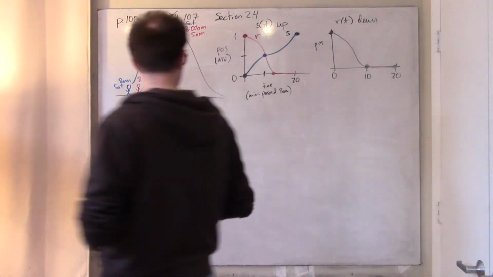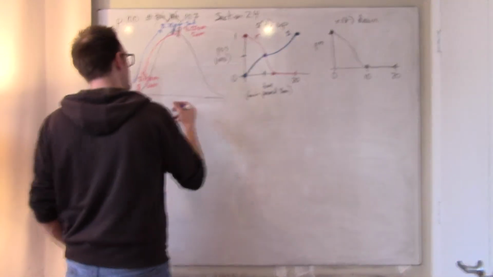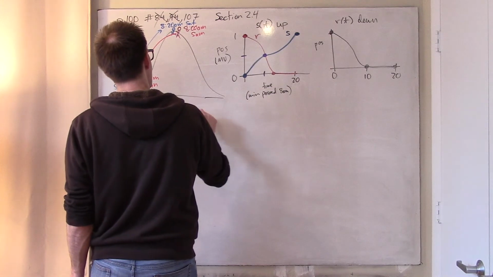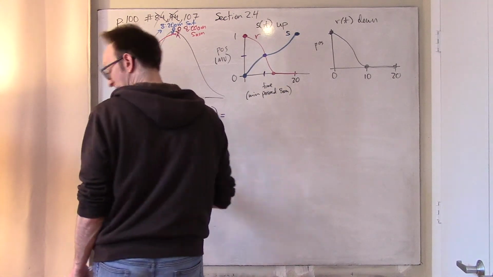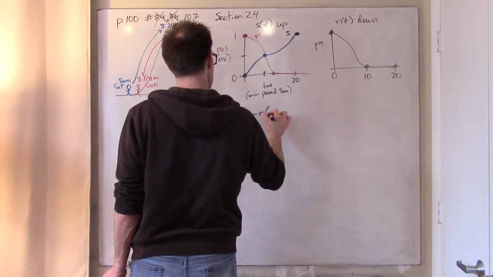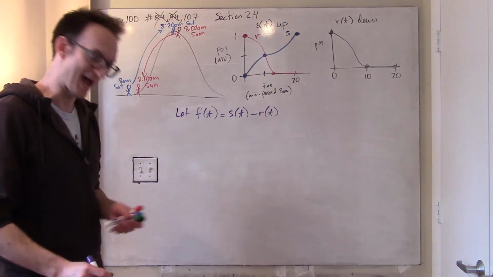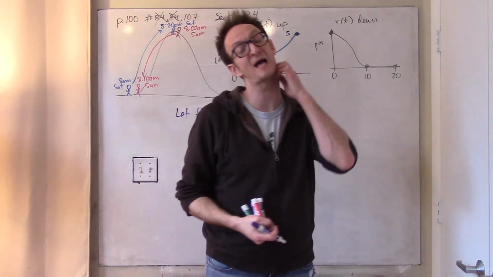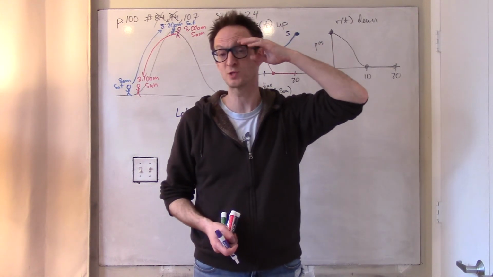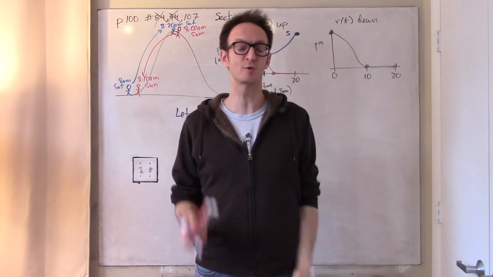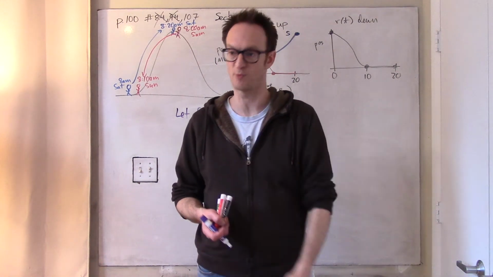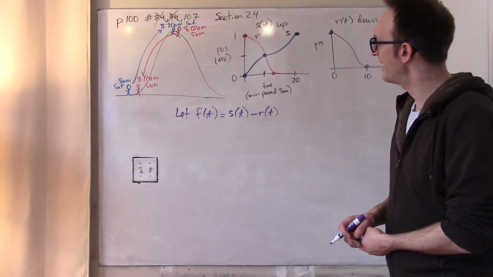And so the book says, hey, construct this new function, f. So let f of t be the difference between s of t and r of t. And this is kind of a brilliant idea, which is going to come up several times in this course. When you want to prove that two functions are equal to each other, in fact what you do is you construct a new function, which is the difference of those two functions, and you show that that new function is 0 somewhere.